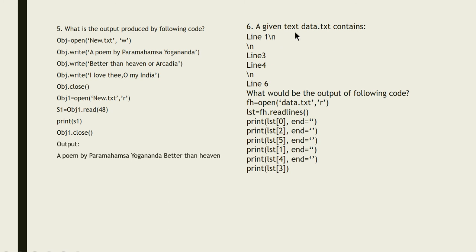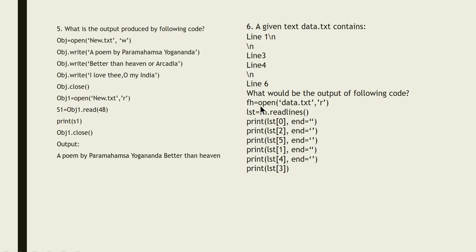A given data.txt contains. So this is the content of the data.txt file. Okay, line 1, and it ends with \n, and then the second line, third line is line 3, line 4, line 5, and line 6. There are 6 lines of information in data.txt. What would be the output of the following code?